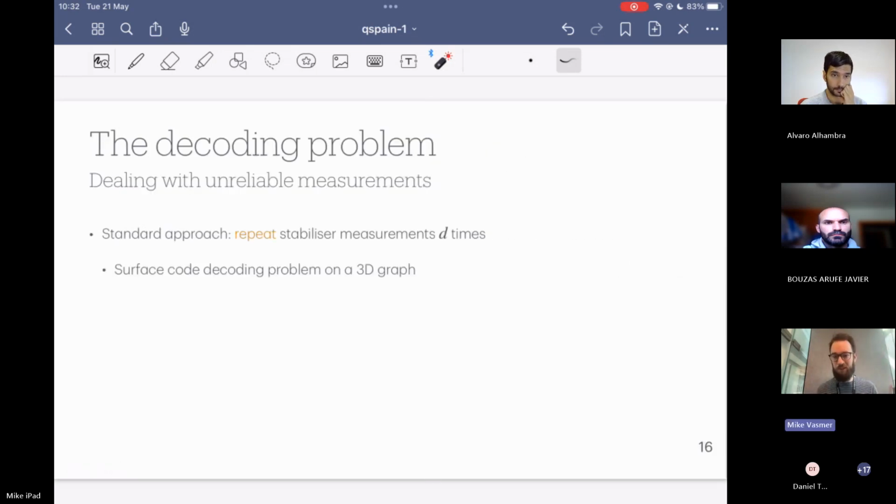And in the surface code case, what I was drawing on the last slide was a 2D graph theory problem, and when you do d rounds of measurements, you lift this to a 3D problem. And again, this is covered in the notebook if you want to have a look at that.